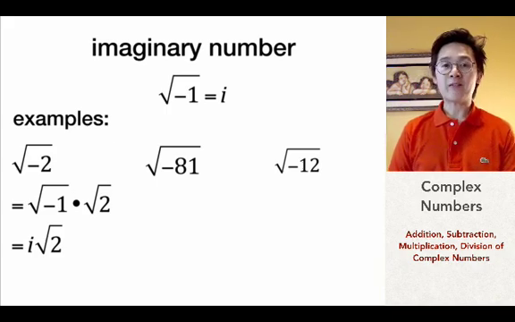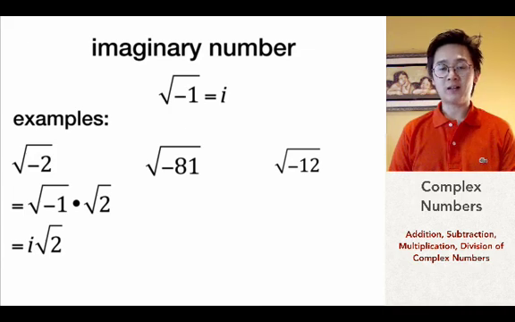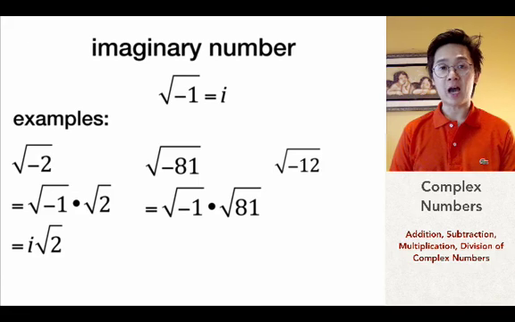Now we also have numbers that are perfect squares, like example number 2. We have the square root of negative 81, which when we factor out the negative 1, we'll have the square root of negative 1, which we know is an i, and the square root of 81, which is a perfect square, will give us 9. So we'll have i9, or as we write it in a complex number, 9 and then the imaginary number i.